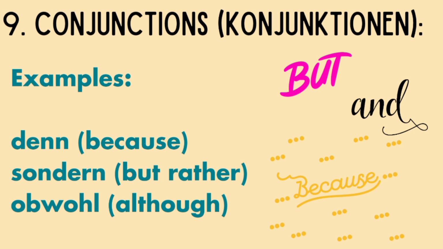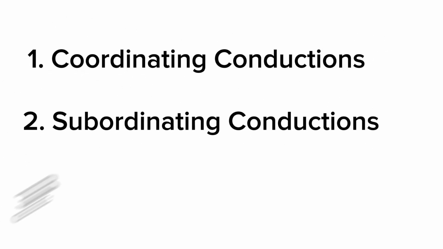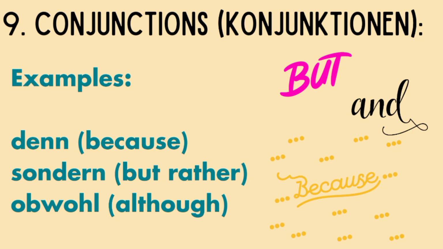So we already know conjunctions are the words that connect clauses, sentences, or words. They are used to link ideas and show relationships between different parts of a sentence. In German, conjunctions can be divided into several categories based on their functions. Number one is coordinating conjunction, number two is subordinating conjunction, and number three is correlative conjunctions. Here we have some examples of conjunctions, that is denn, which means because, number two is sondern, which means but, rather, and number three is obwohl, which means although.